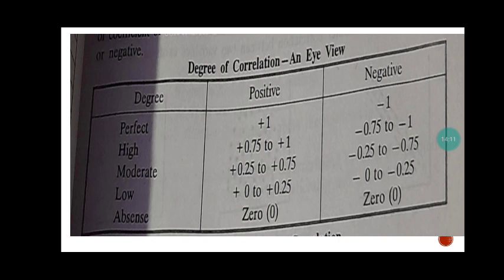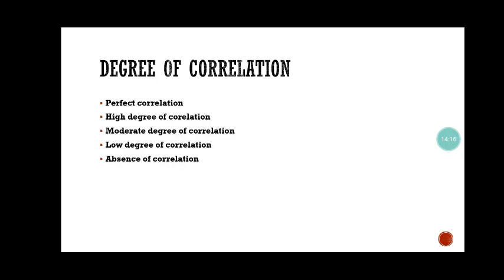So this way the degree of correlation can be understood, and this helps us to understand the relationship between the two variables. It helps us to understand up to what extent those variables are related to each other, whether they are highly correlated, moderately correlated, or there is low level of correlation, or there is absence of correlation. So this way degree of correlation helps us to derive the conclusion regarding the extent of relationship between the two variables. Here we are done with the concept of the degree of correlation.